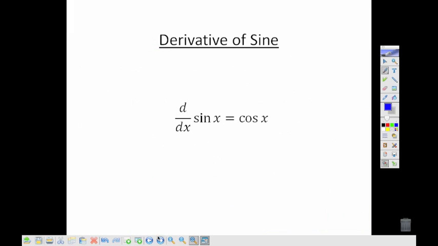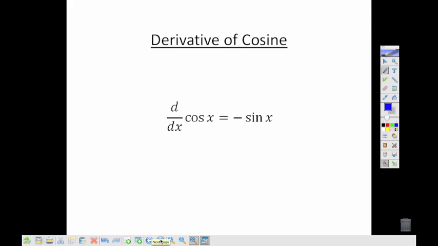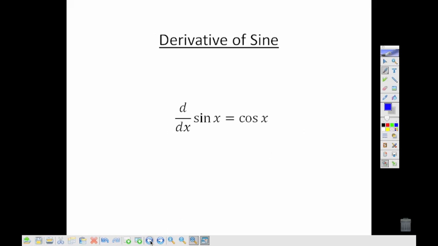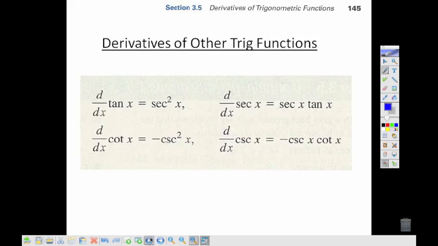Now we could do a similar proof for cosine, and we'll find that the derivative of cosine of x is negative sine of x. So basically they have the opposite function for their derivative. We can also look at the derivatives of other trig functions, which can be proved using the sine and cosine derivatives. The derivative of tangent is secant squared x, and of cotangent is negative cosecant squared x. Notice that tangent goes to secant, cotangent goes to cosecant. The tangent is positive, cotangent is negative.